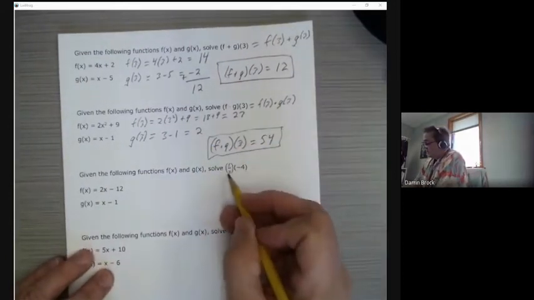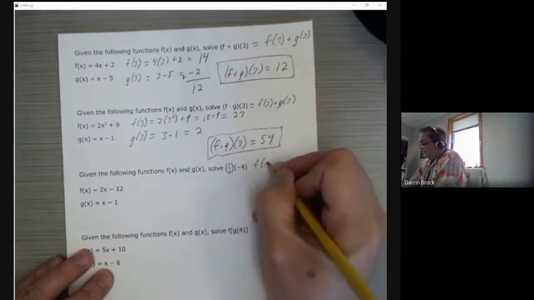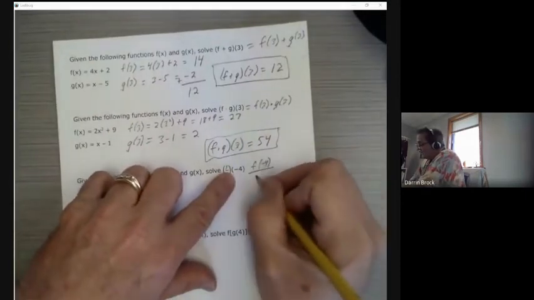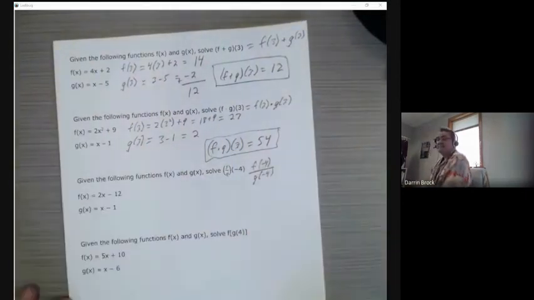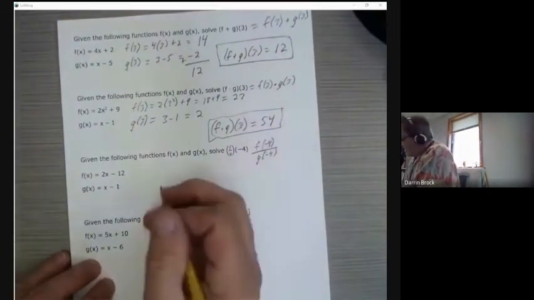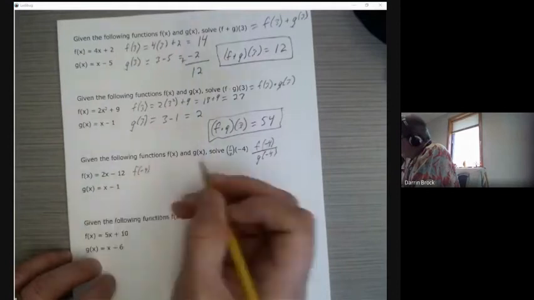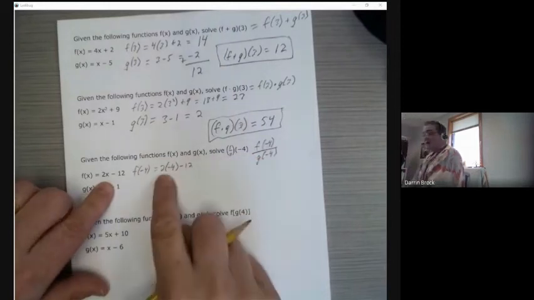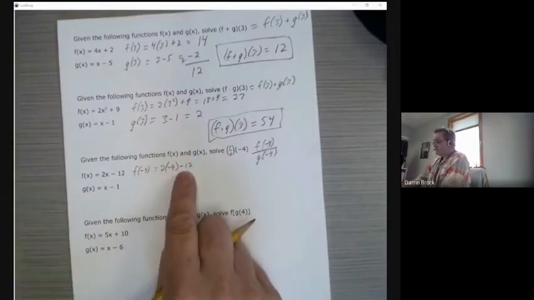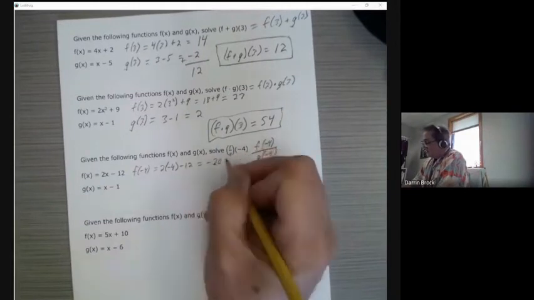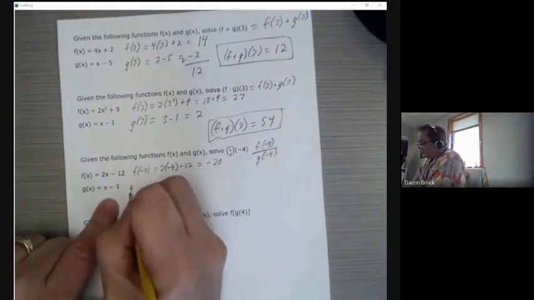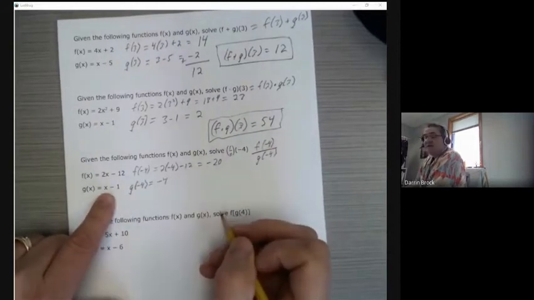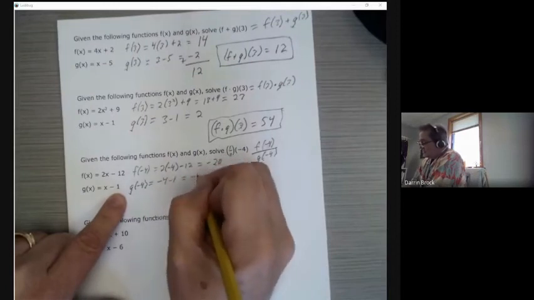Division, f divided by g. We take f of, I'm sorry, f of negative 4, and divide it by g of negative 4. Works just the same. So f of negative 4, 2 times negative 4 minus 12. 2 times negative 4 is a negative 8, and we subtract 12 more. We're at negative 20. G of negative 4 equals negative 4. We substitute in for the x, minus 1 more, negative 5.